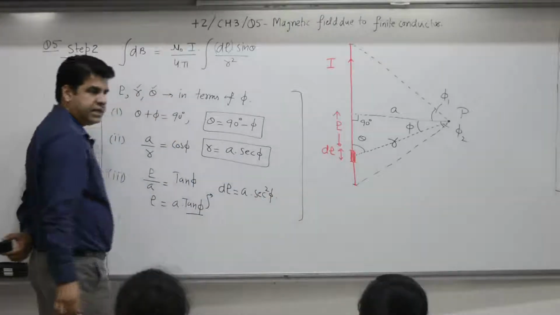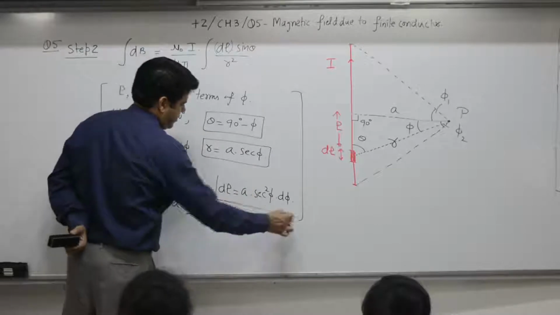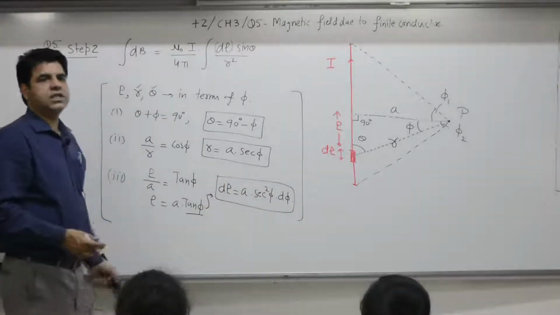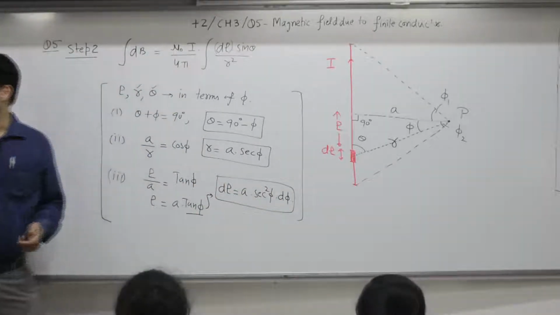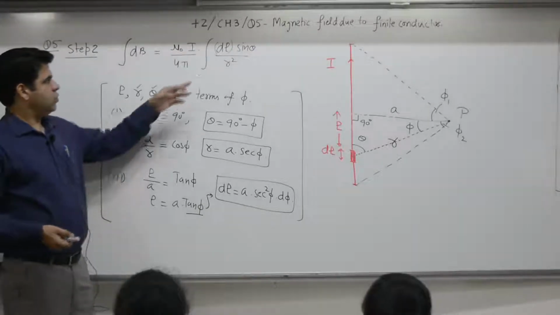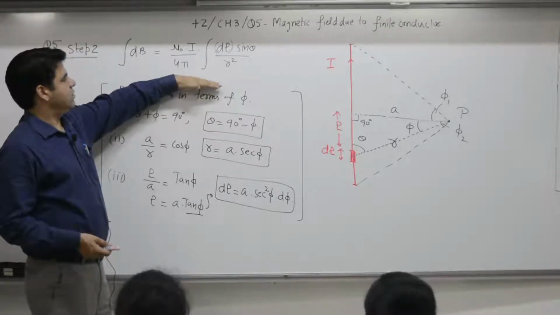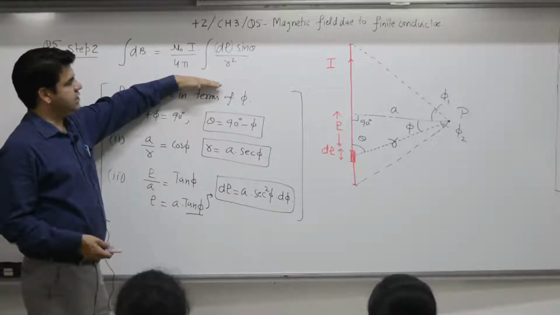Secant square phi d phi. Differentiation of tangent theta is secant square theta, especially for medical students. So we are back, up to this integration on both sides.